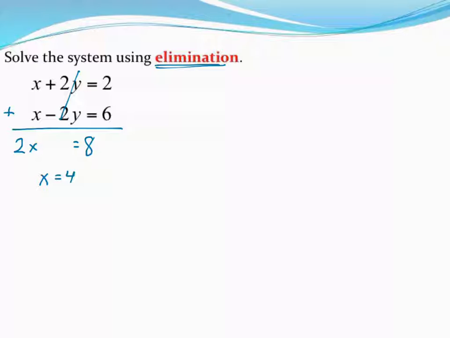So to find your other variable, just like with substitution, go back to the beginning, plug that value in and solve for the other variable. You're welcome to use either equation, the top or the bottom one. It won't matter. So pick the one that's easier, which one you like better. The top one has no negatives and smaller numbers, so I'm going to pick that one. So let's replace our x with 4, and then solve for y. 4 plus 2y is equal to 2. I'm going to subtract 4 from both sides, so I get 2y equals negative 2. And then divide both sides by 2, so I get y equals negative 1.